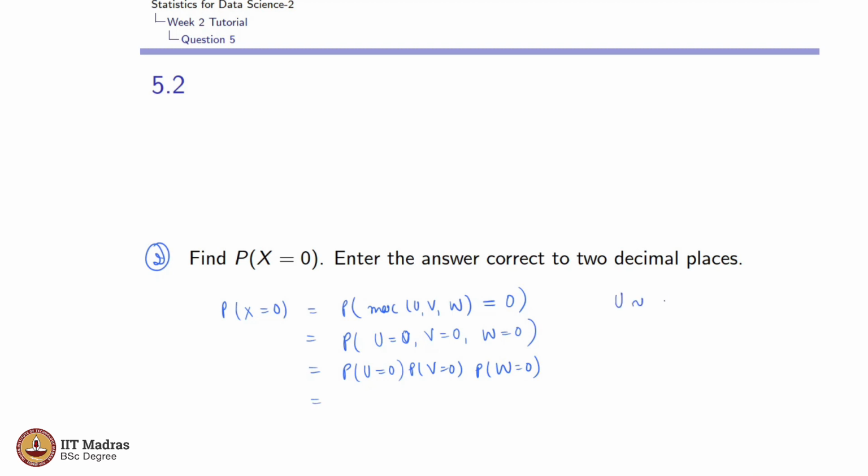Since U was Bernoulli 0.2, V was Bernoulli 0.5 and W was Bernoulli 0.8, the probability that U takes the value 0 is 0.8, the probability that V equals 0 is 0.5, and W equals 0 is 0.2. So this is going to be 0.08. This is your answer.